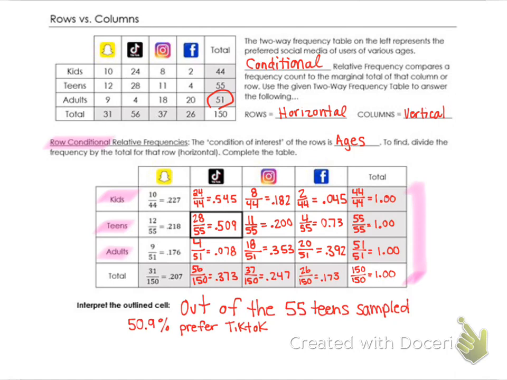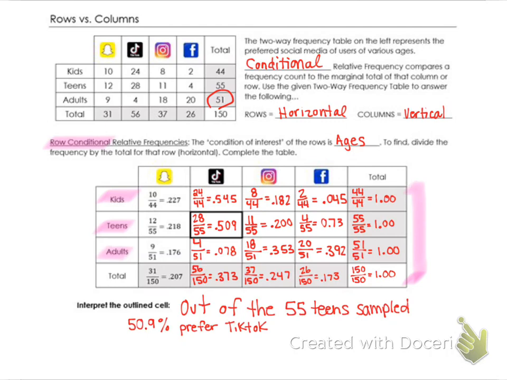So out of those 55 teens, 50.9%, or 28 of them, prefer TikTok as their favorite social media. So that's how we would interpret this situation. We're not talking about the 150 total students, we're talking about only the 55 teens that were sampled. 50.9% of them enjoyed it the most.